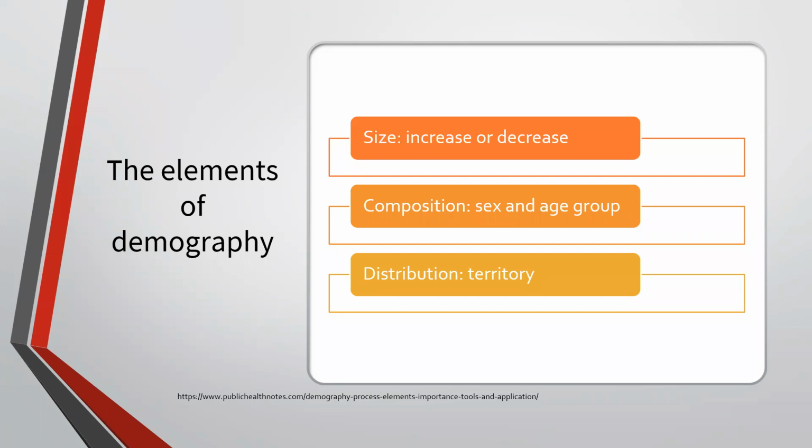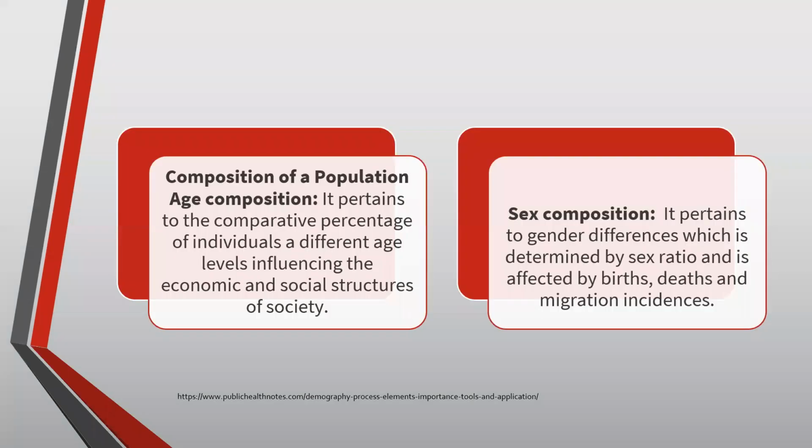The elements of demography in terms of size, composition, and distribution are: in terms of size, it can be either increase in the population or decrease in the population. In terms of composition, as I've already told, is regarding gender and age group distribution, which includes the children, the adults, the old age population, and from which we can calculate the dependency ratios and working population proportions. And distribution regarding the geographical area or the territory of the specific country or a geographic distribution.